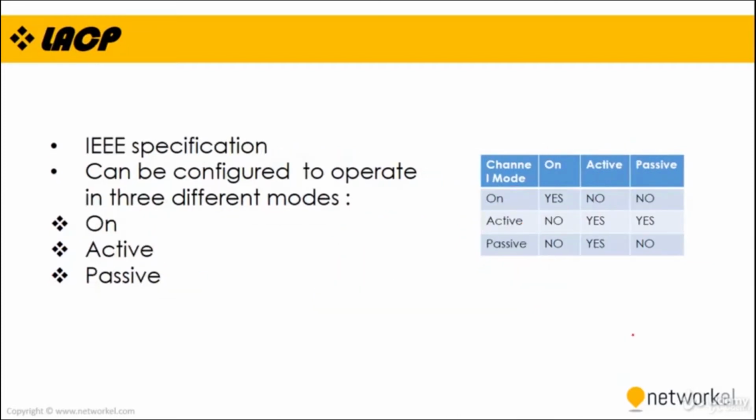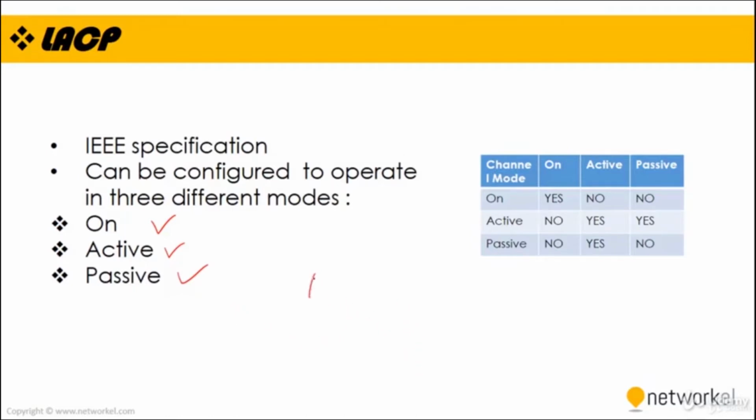Let's go ahead with LACP. LACP is the IEEE specification which is used for creating EtherChannel and can be configured to operate in 3 different modes, and they are on, active, and passive. On mode activates the port as a channel member without the protocol. Active mode enables LACP unconditionally on the related interface, and passive mode enables LACP only when an LACP device is detected.